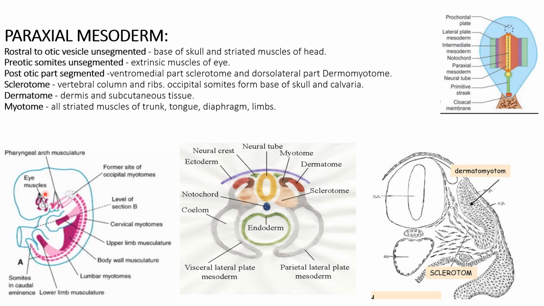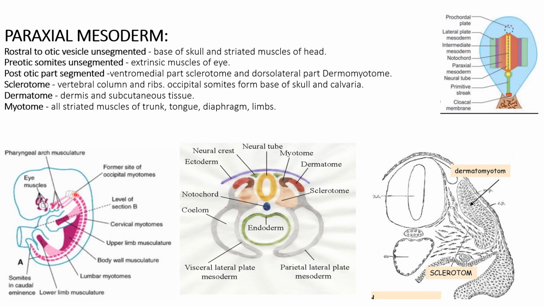Most rostral to the otic vesicle, we have the unsegmented mesenchyme which gives rise to the base of the skull and striated muscles of the head. Then the pre-otic somites will give rise to extrinsic muscles of the eyeball. Then the occipital myotome will give rise to the striated muscles of the tongue.